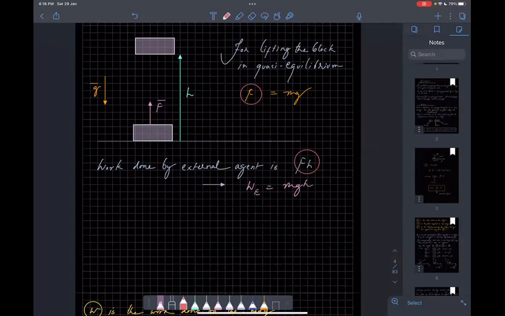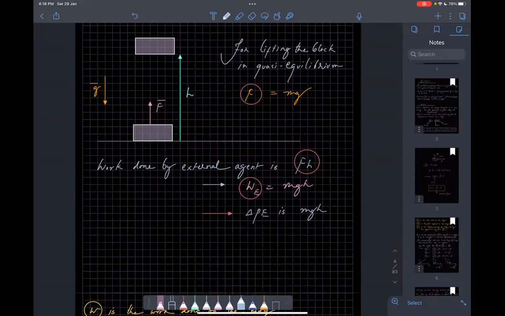Agree. Change in potential energy is mgh. Okay, fine. Sir, we cannot say like this: work done by the external agent is equal to change in potential energy plus kinetic energy? Sir, kinetic energy need not always be zero, right?